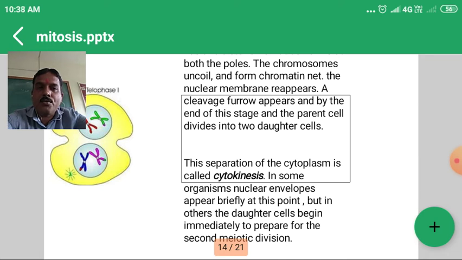These two identical groups are separated, and at the end of telophase first, we can observe two daughter cells formed after the division of the cytoplasm, but they are haploid in nature. From one diploid cell, two haploid cells are formed in telophase first. So it is the important division, the reductional division, which is also called meiosis first.